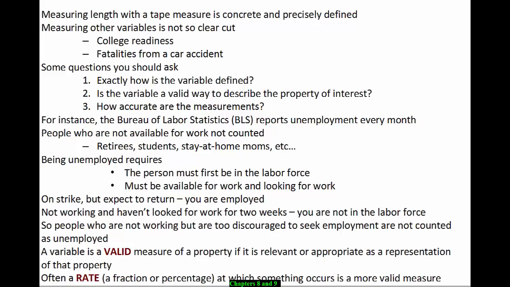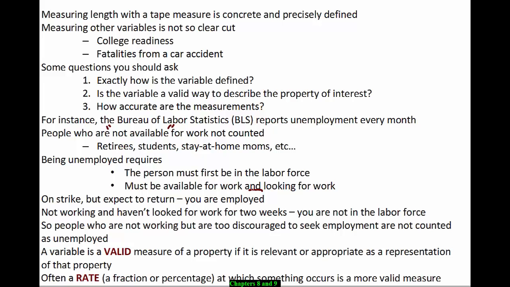For instance, the Bureau of Labor Statistics reports unemployment every month. But people who are not available for work are not counted. The people that we call not available for work are retirees, students, stay-at-home moms, etc. Being unemployed requires that first, the person must be in the labor force. And second, the person must be available for work and looking for work. So if you're on strike but expected to return, you are considered employed. If you're not working and haven't looked for work for 2 weeks, you aren't in the labor force anymore.